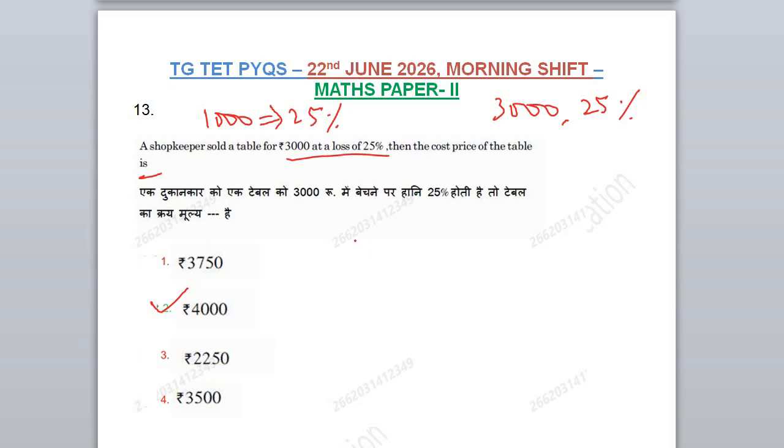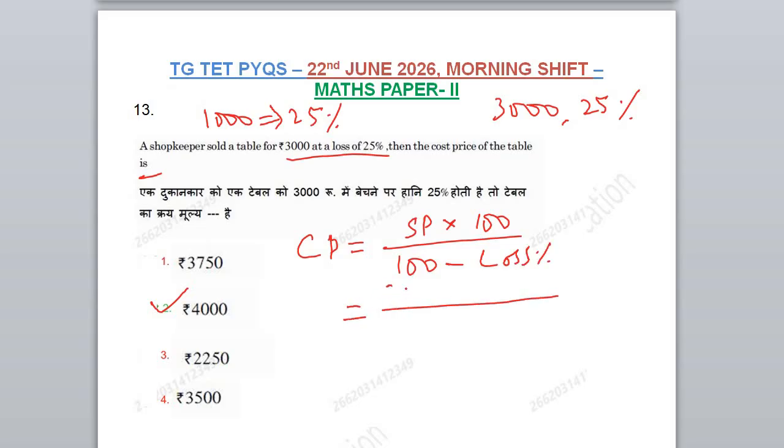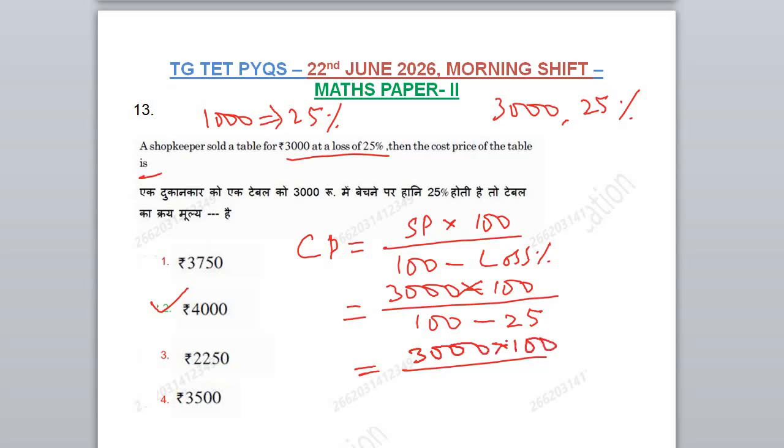What is the formula here? Formula here is CP is equal to, कॉस्ट प्राइस मालूम करना था. कॉस्ट प्राइस इज इक्वल टू फार्मूला क्या है, सेलिंग प्राइस SP इंटू 100 होल डिवाइडेड बाय 100 माइनस लॉस परसेंट. ये फार्मूला. सब्स्टिट्यूट द वैल्यूज. सेलिंग प्राइस कितनी दी गई यहाँ पे 3000 इंटू 100 divided by 100 minus loss percent, that is 25%. तो नीचे कितना आ रहा है डिनोमिनेटर में 75. So put the multiplication values as it is, 3000 into 100 whole divided by 75.